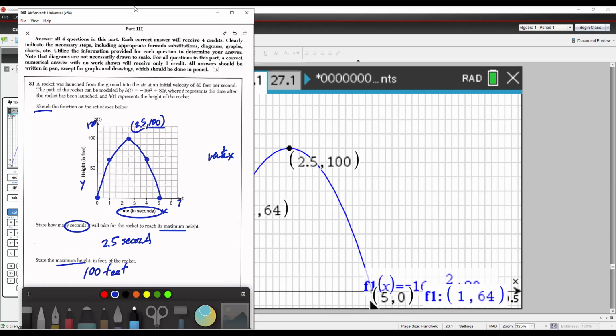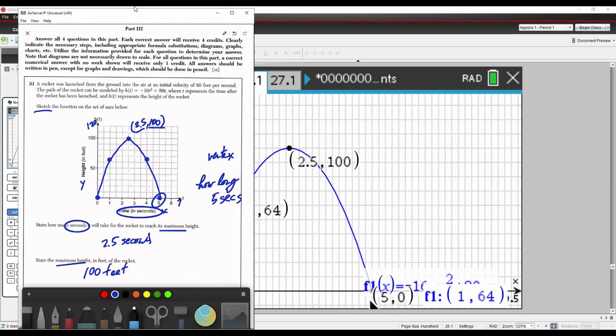Now, if they said, how long will it take for the rocket to hit the ground? We would use this 0. How long? It would be 5 seconds. All right, that's it, guys. That's usually when you're using this parabolic motion. That's all you're looking for. Usually look for the max, look for the zeros. Sometimes the y-intercept is important because that tells you the height that the rocket or the initial projectile was launched from.